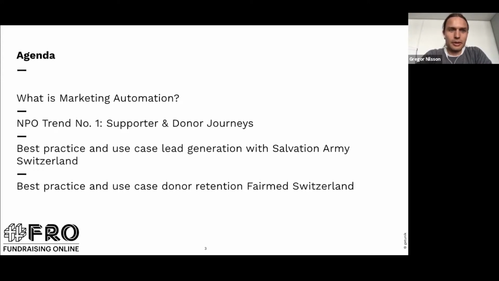And we're going to have a look at what is meant by donor journeys and especially how it is related to marketing automation. And then we do have two best practices for you. The first is with the Salvation Army, where we did lead generation and conversion, donor conversions. And the second is a case about donor retention for FairMed.